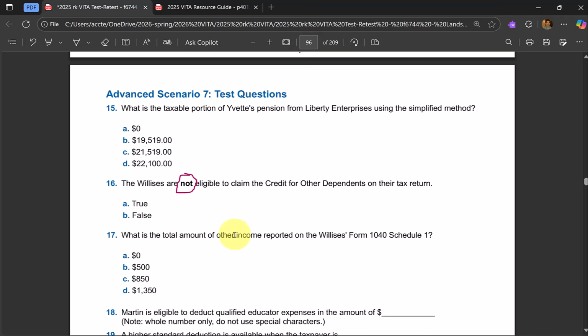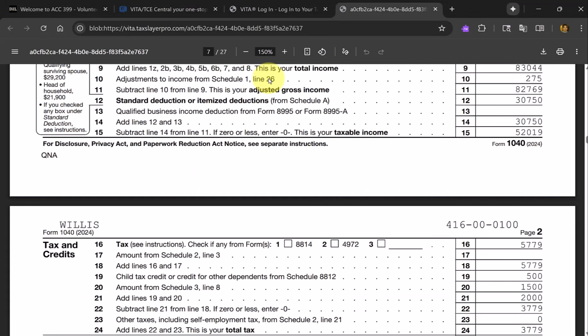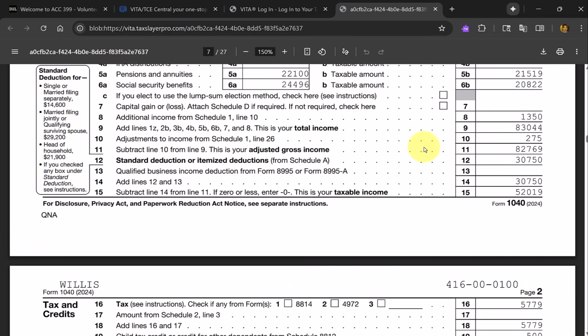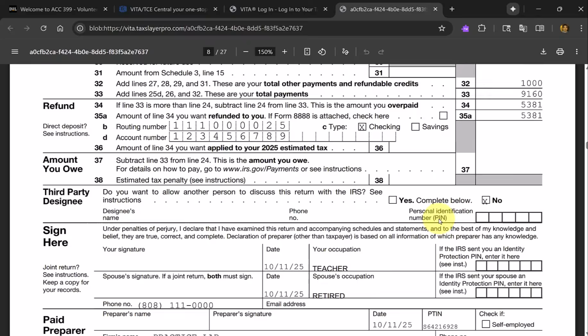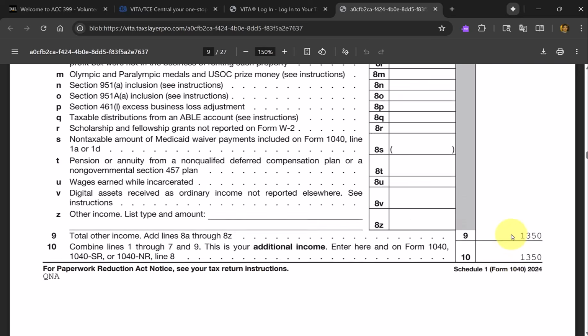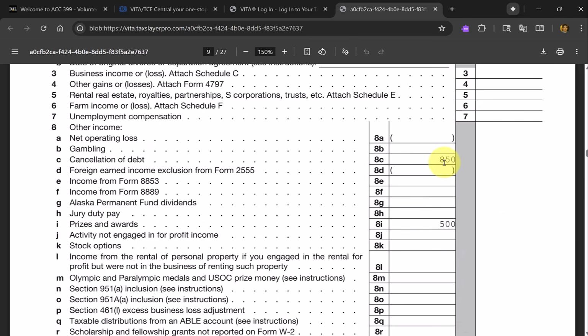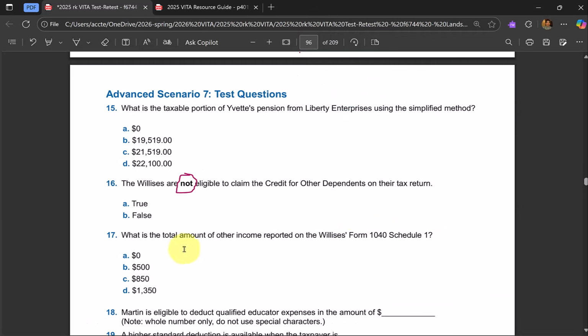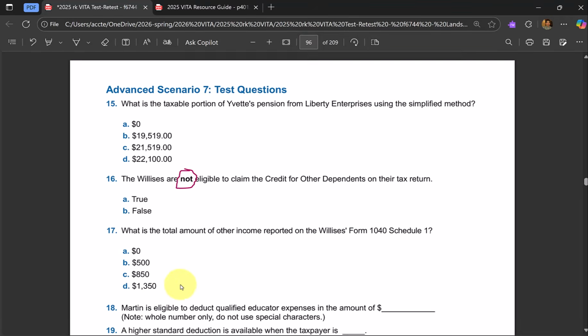What is the total amount of other income on the Willis's form? Total amount of other income on Schedule 1. It is reported here, 3150, yeah, coming from Schedule 1. Again, that's this page right here. The subtotal down here. Cancellation of debt income, prize income. What was it, that 1350?